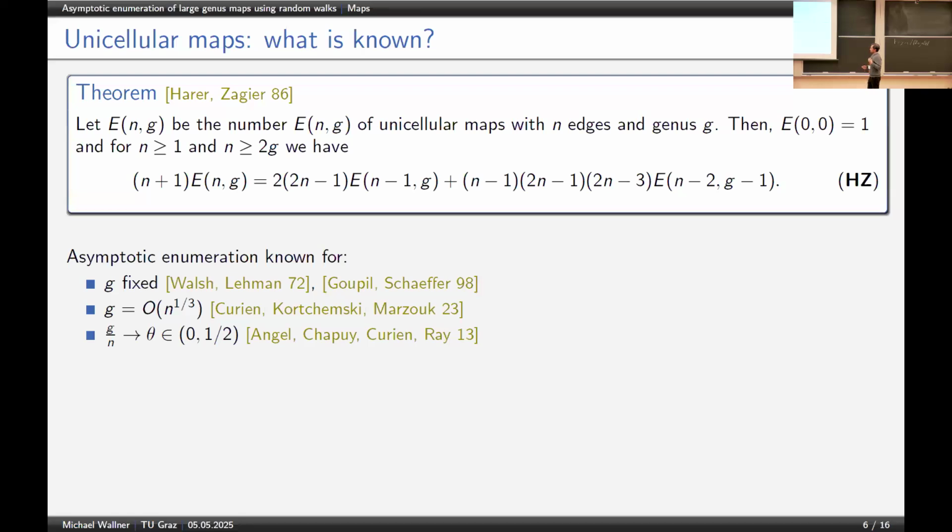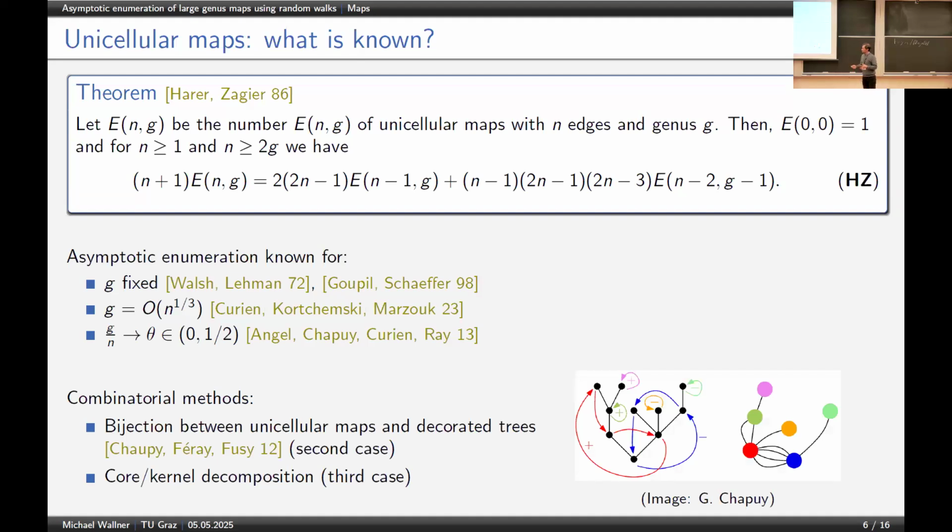Okay. So what has been done here? Unicellular maps have been studied a lot. What is known is the asymptotics for g fixed. It is as well known for g up to a big O of n to the 1/3, and as well when g over n converges to a constant, basically meaning that g is linear. So the genus is linear, and it has to be between 0 and 1/2 because of Euler's formula. We know that n minus 2g plus 1 has to be bigger than 0.